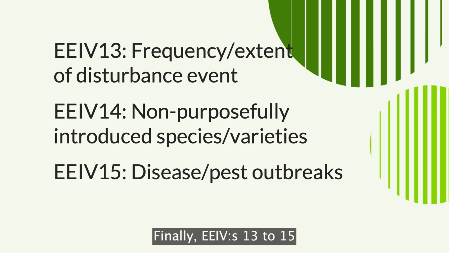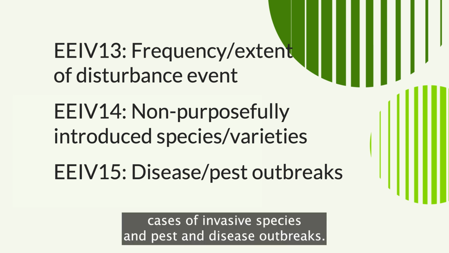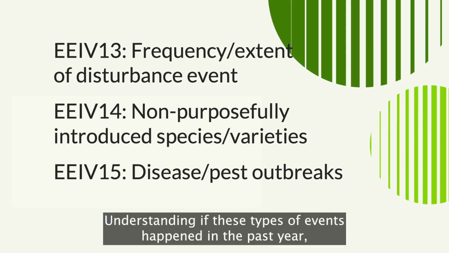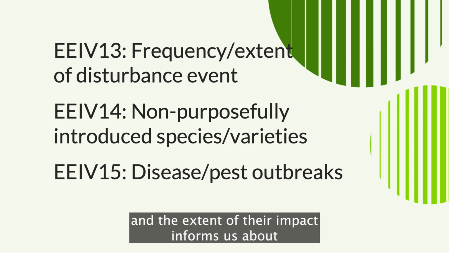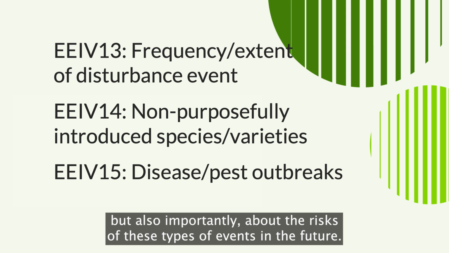Finally, EEIVs 13 to 15 are specifically about assessing the past occurrences of disturbance events, cases of invasive species, and pest and disease outbreaks. Understanding if these types of events happened in the past year, and the extent of their impact informs us about the potential environmental impact from these events, but also, importantly, about the risks of these types of events in the future.